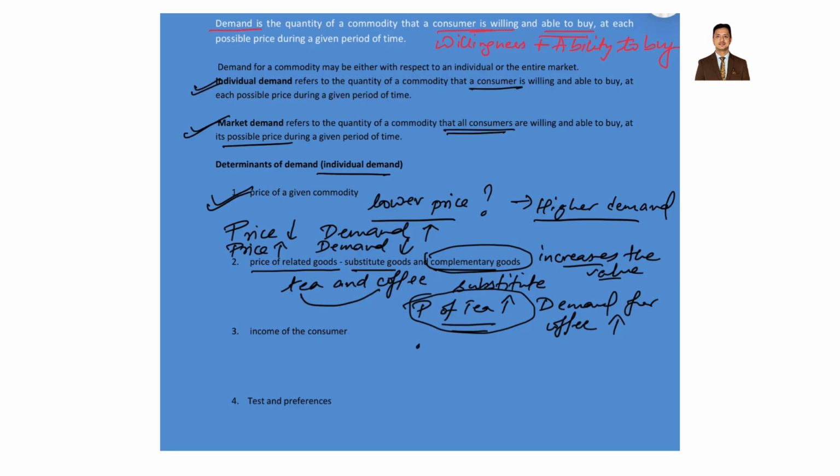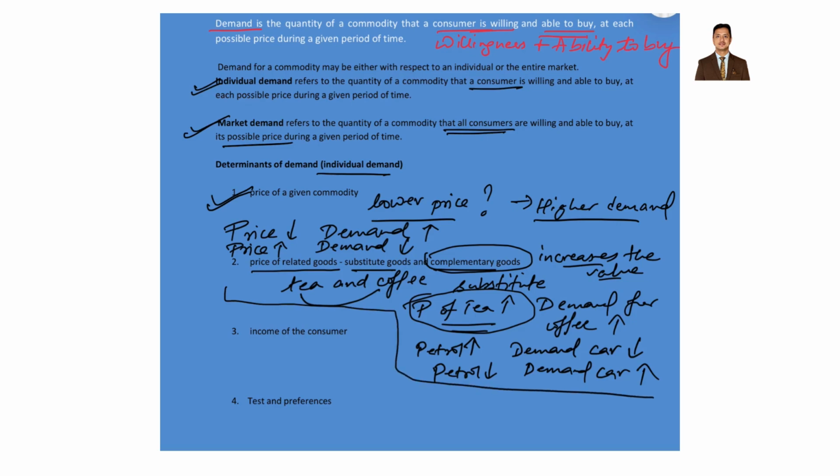Both are complementary goods. If the price of petrol increases, the demand for cars may fall, and if the price of petrol decreases, the demand for cars increases. So this is how substitute goods and complementary goods affect the demand, right?